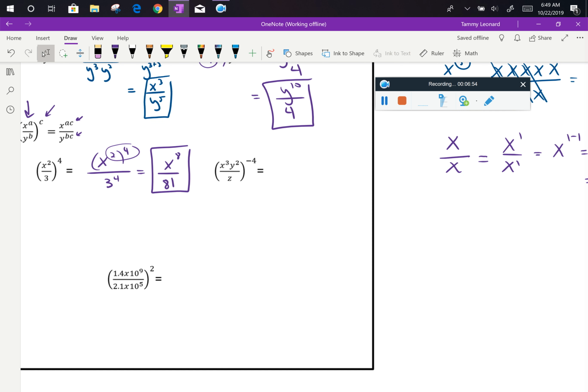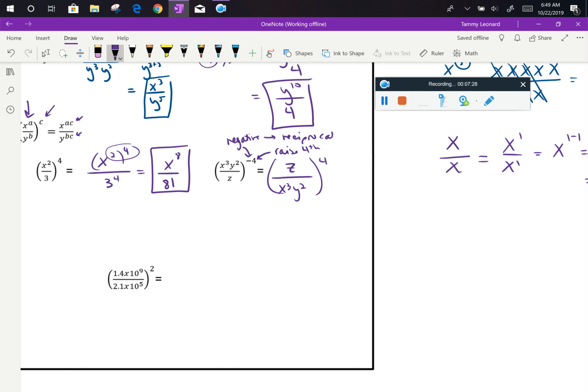Now, the last one in this section, I strongly recommend you think about in 2 phases. The first phase is the negative exponent, and we know that that means take the reciprocal. I would do that before anything else. I would come back in for a second step and raise it to the 4th power. So let's take these 2 steps. First, we're going to take the reciprocal. So the problem will become z divided by x cubed y squared. This is now being raised to the 4th power because we've used up the negative exponent.